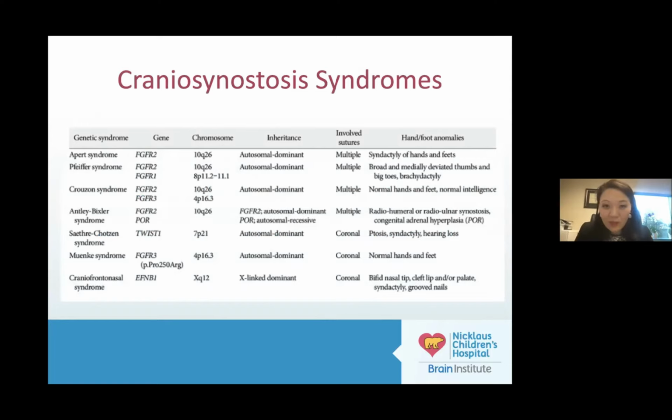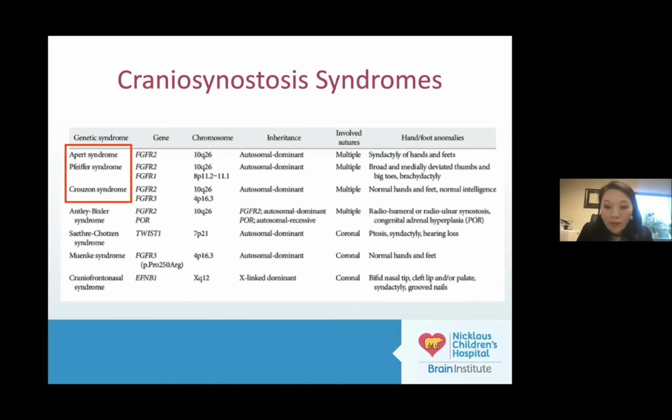This is a table of craniosynostosis syndromes. Of all of the syndromes, as you can see here, Apert syndrome, Pfeiffer, and Crouzon's are the most common syndromic craniosynostosis that we encounter. Recent genetic studies have identified genetic abnormalities in 21% of multisutural craniosynostosis, and of those, chromosomal abnormalities occurred in about 14%, and then single gene mutations in 86%.